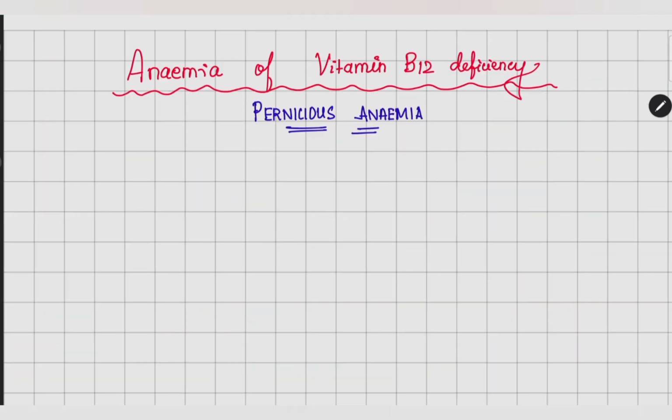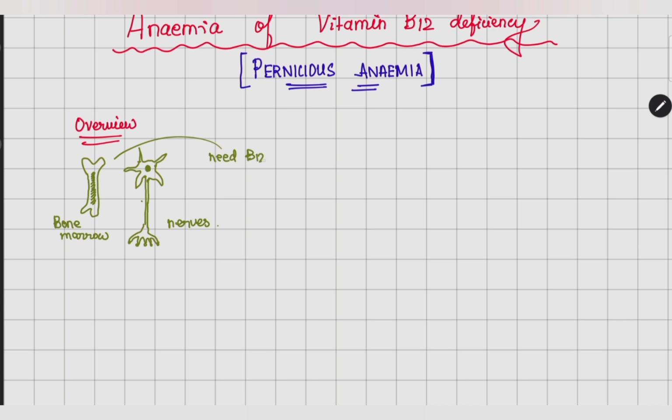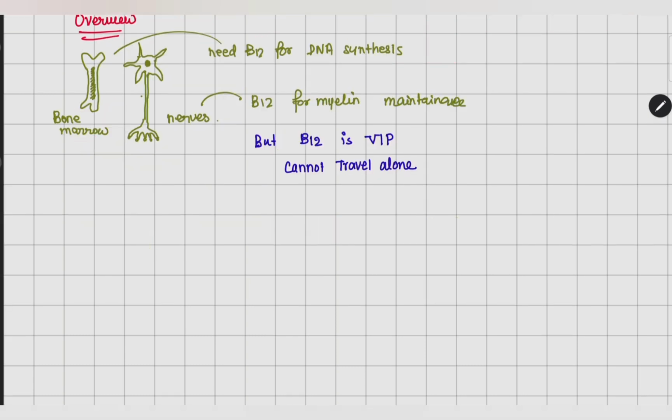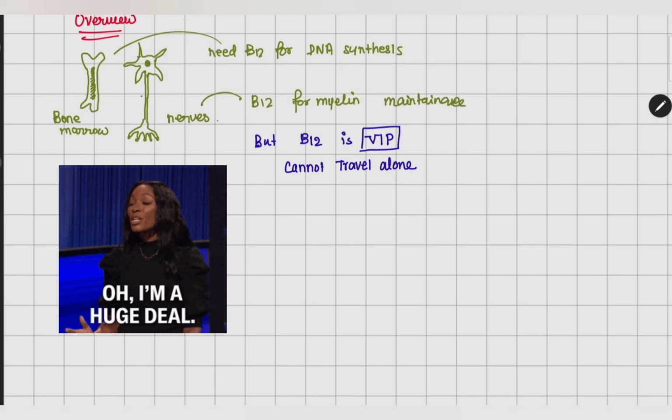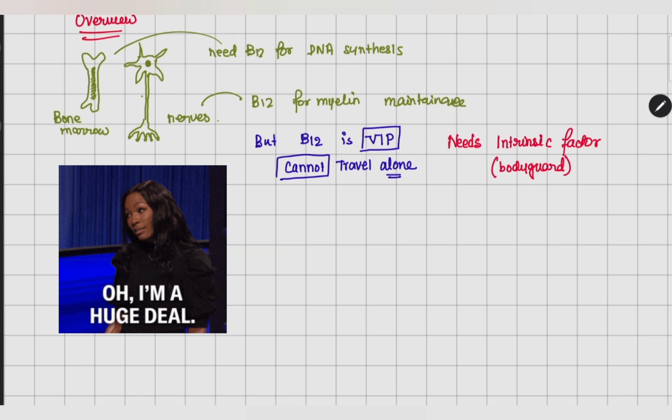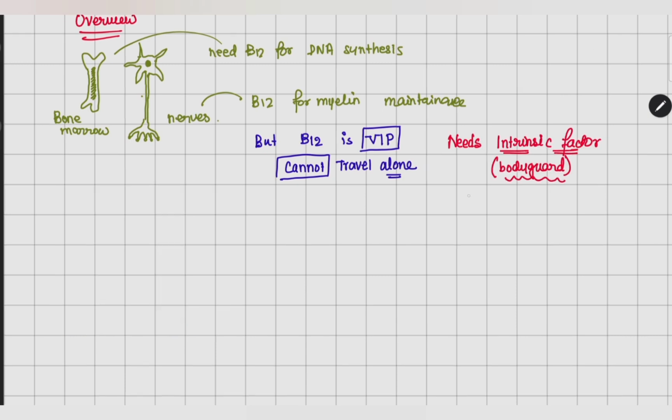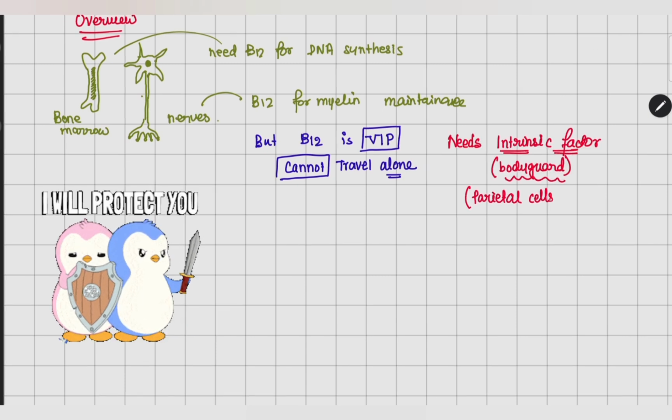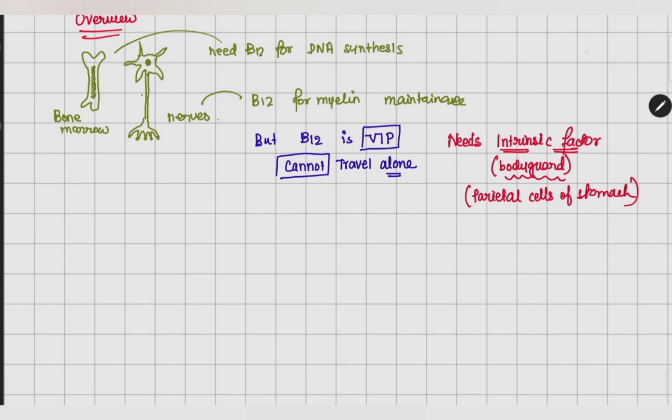Now let's learn about anemia of B12 deficiency happening due to pernicious anemia. So our bone marrow needs B12 for DNA synthesis, and our nerves also require B12 for myelin maintenance. But B12 is a VIP. It cannot travel alone. It needs intrinsic factor, which is like a bodyguard, and it is secreted by the parietal cells of the stomach. However, in pernicious anemia, what happens?